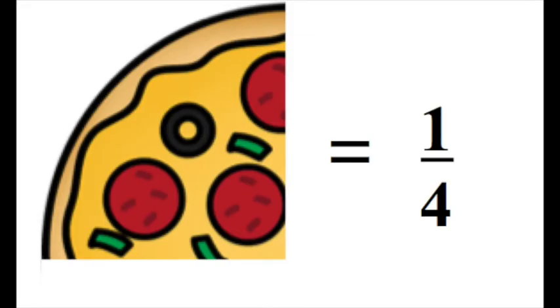So the answer is a fourth, or a fourth of. I'd like you to say it again with me, a fourth of. I get a fourth of a pizza. I put the 1 on top and the 4 on the bottom because 1 is the portion I get and 4 is how much I cut it into.